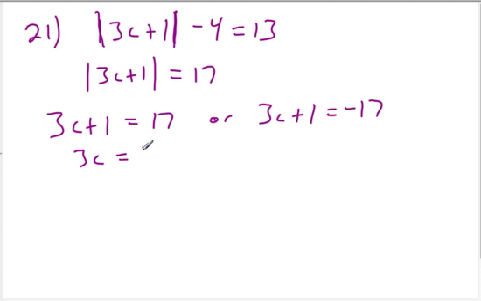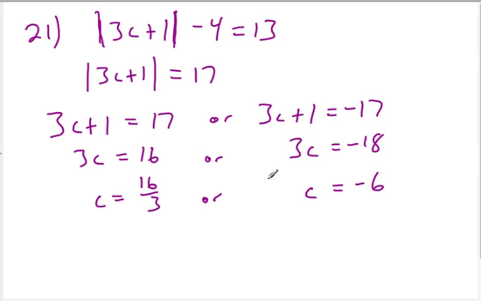Subtracting 1 from both sides, dividing both sides by 3. Over on this side, I'm subtracting 1 from both sides again, dividing both sides by 3. So our answers are 16/3 or negative 6. To check them, 16/3 times 3 is 16, plus 1 is 17, minus 4 is 13. Negative 6 times 3 is negative 18, plus 1 is negative 17. Absolute value makes it positive, minus 4 is 13. So they're both correct.